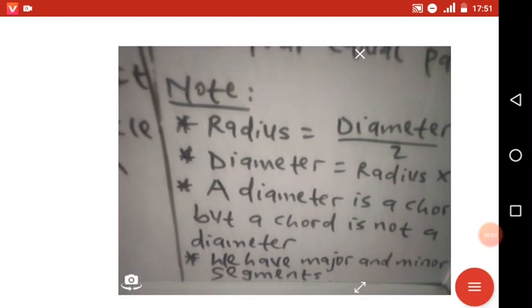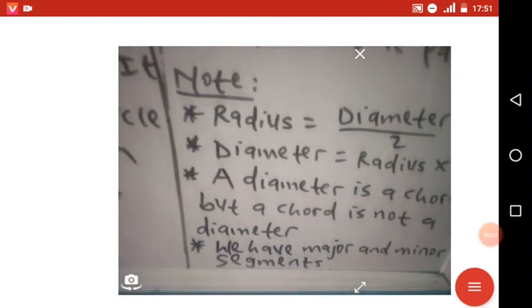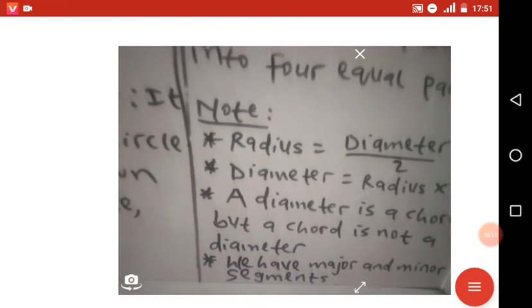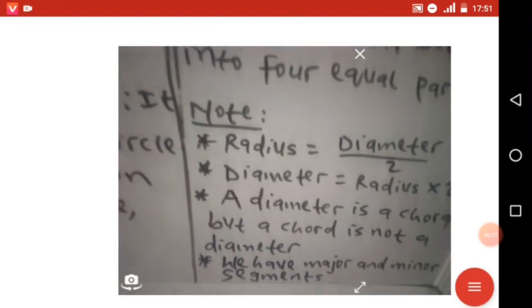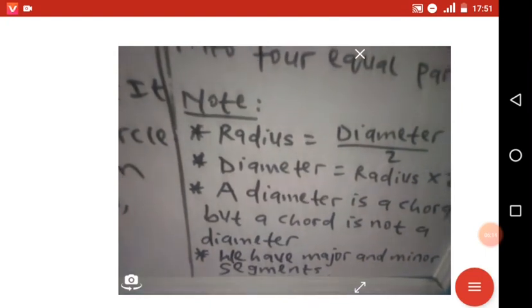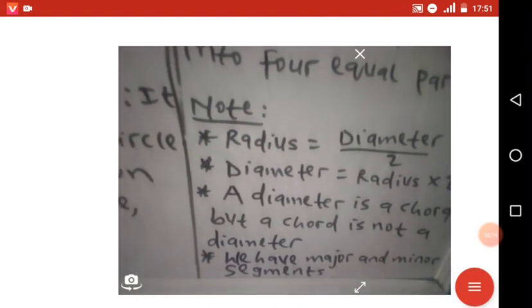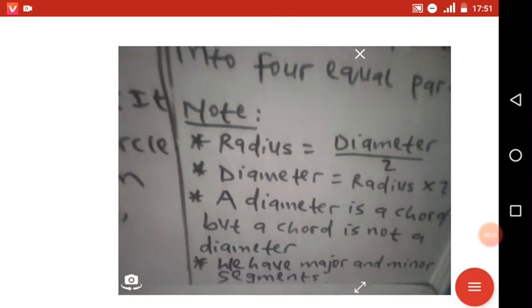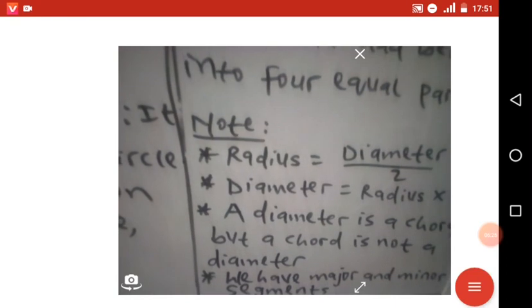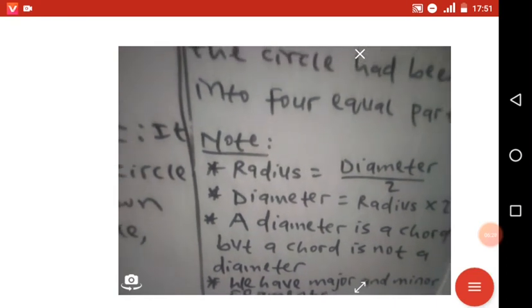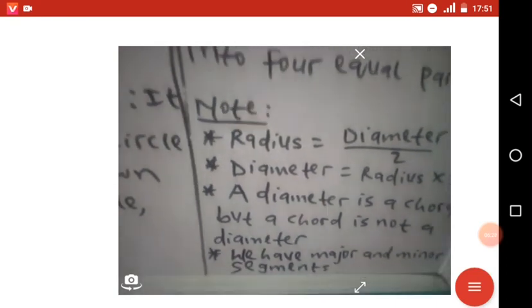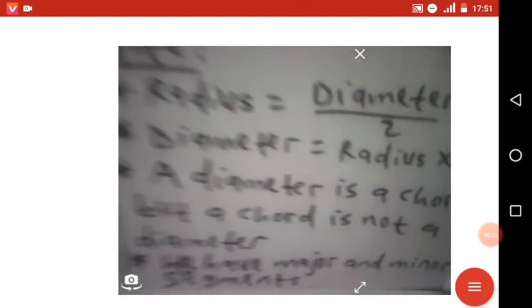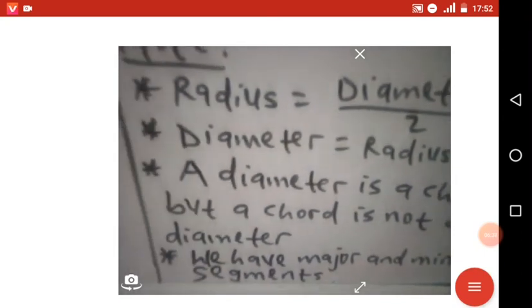Now listen to this. A diameter is a chord. Any line that divides a circle into two, whether into two equal parts or not, is a chord. So a diameter is a chord, but a chord is not a diameter. A chord does not divide a circle into two equal parts. Only a diameter divides a circle into two equal parts. So a line that divides a circle into two, whether into two equal parts or not, is a chord. But the name of the chord that divides a circle into two equal parts is a diameter. But if you just divide the circle into two, but not into two equal parts, it is a chord. Do you understand? And don't also forget that we have major and minor segments.